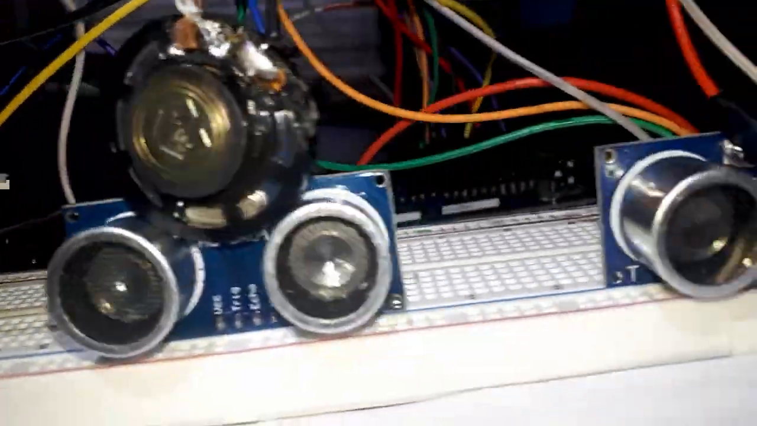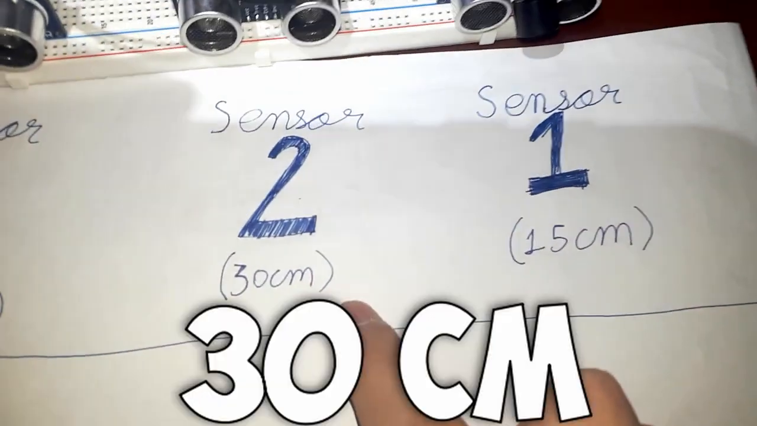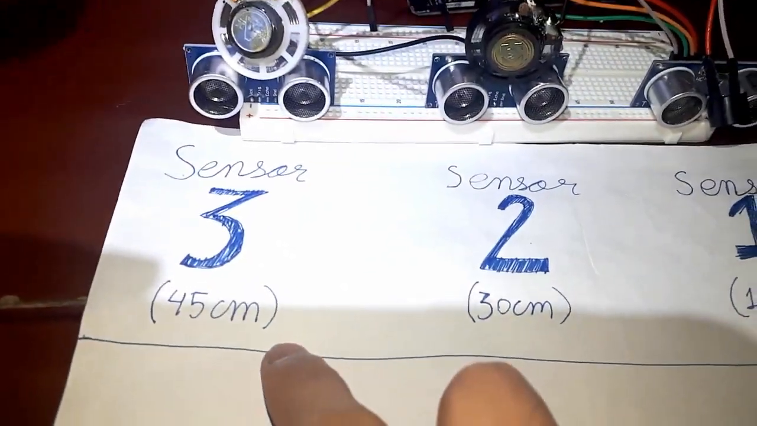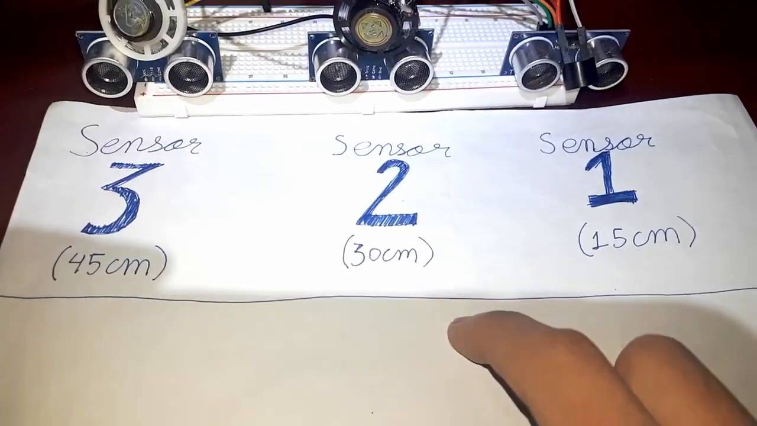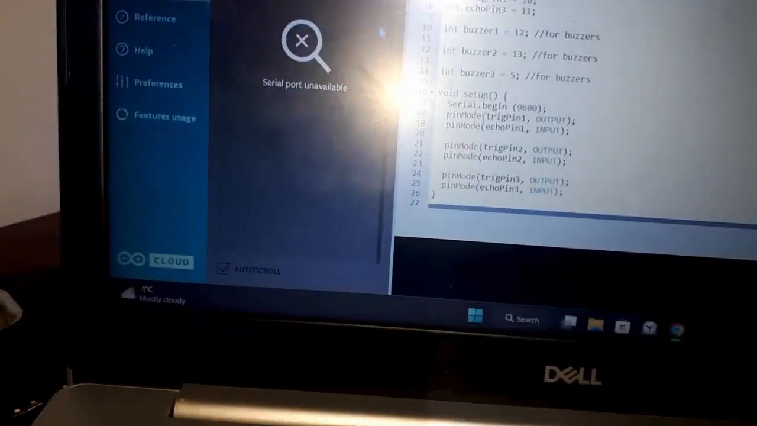This is the interfacing of multiple ultrasonic sensors, with each one having its own unique characteristic. The first one is 15 centimeter, the second one is 30 centimeter, and the third one is 45 centimeter. They're in the multiples of 15. In the code, you can see that it's connected to a serial. So if you go to a serial monitor, we will see their distance.